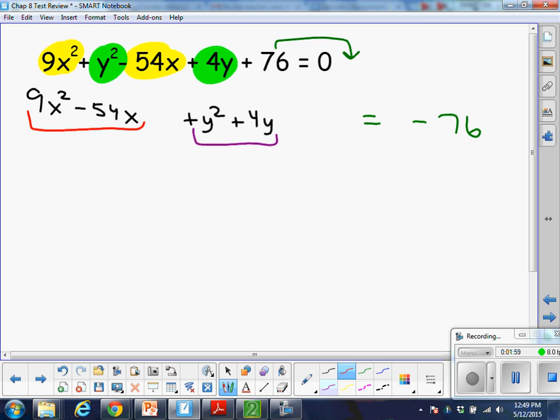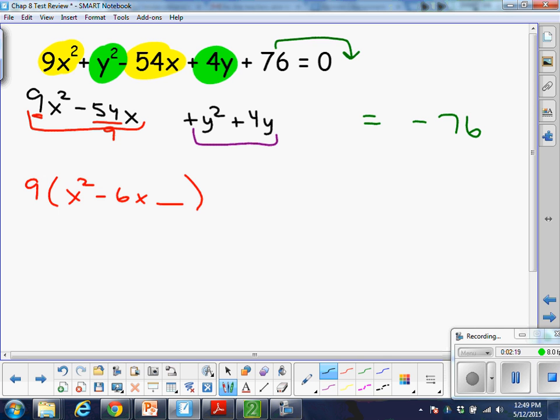So with this one, the x terms have a coefficient, that 9. You want to bring that out front first. It's much easier to complete the square if you just have an x squared. Don't forget to divide this one by the 9 also, so that's going to become minus 6x. And then we're going to complete the square. We'll talk about that in just a second here.